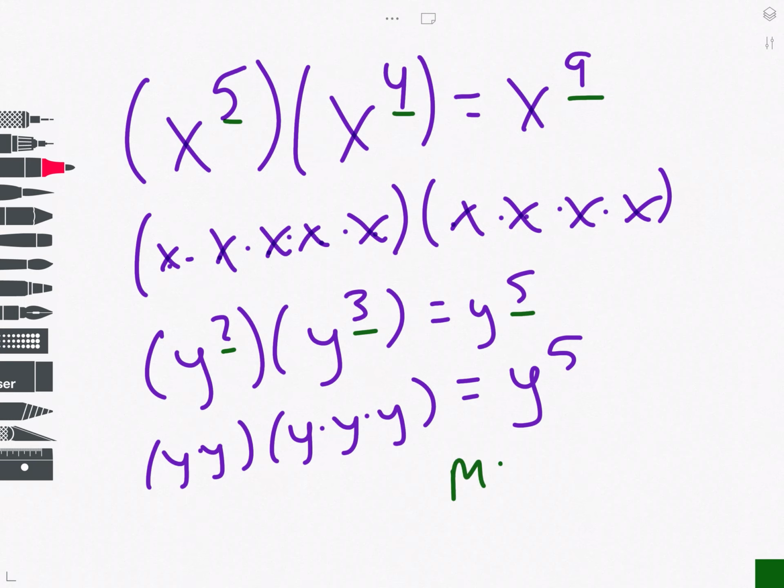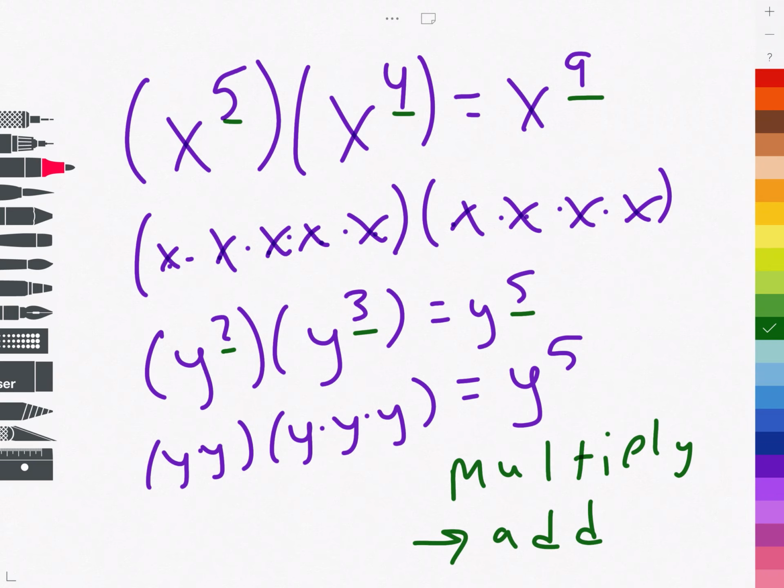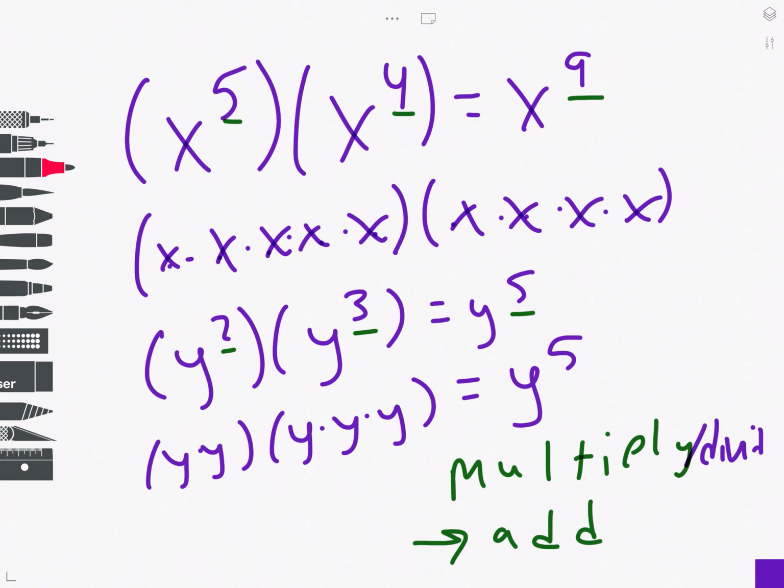And if you are multiplying like bases, you need to add them. Therefore, I'm not going to go through a whole example of this one. What do you think you do if you divide? That's right, you do the opposite, which is subtract.